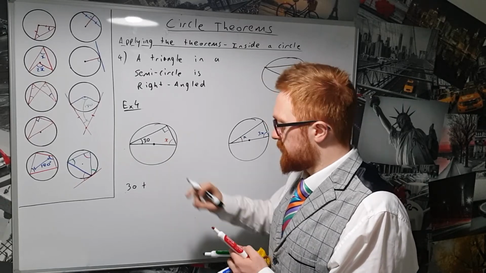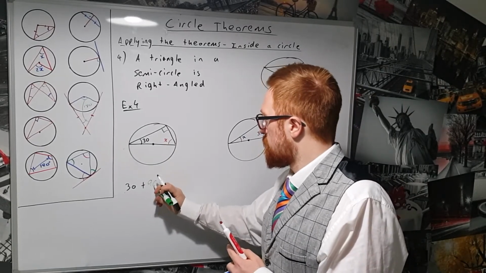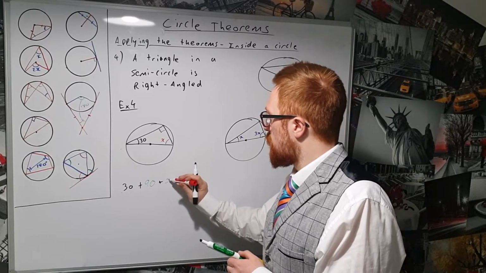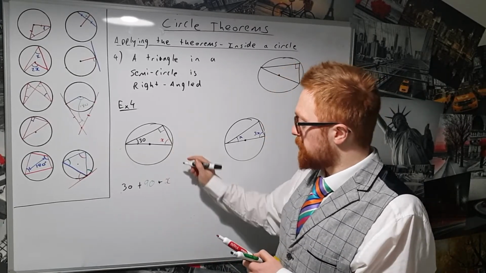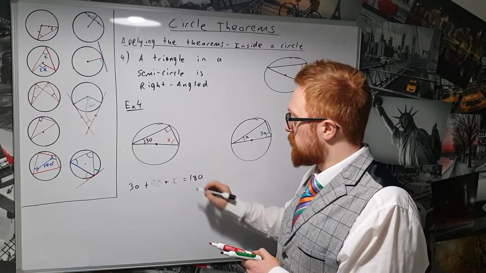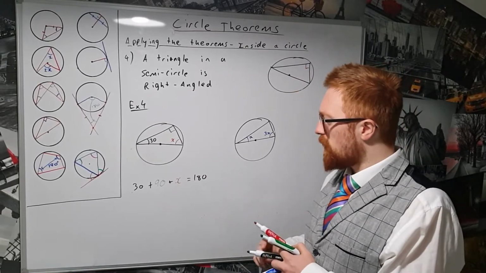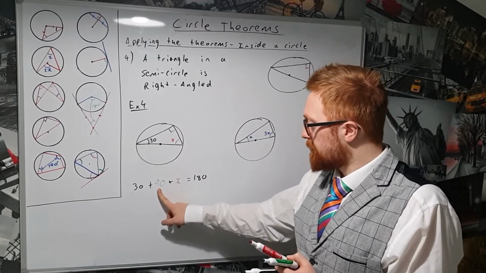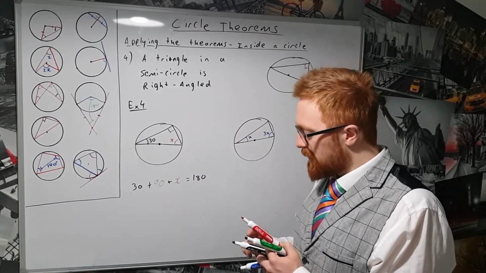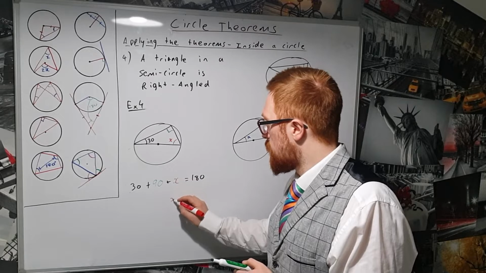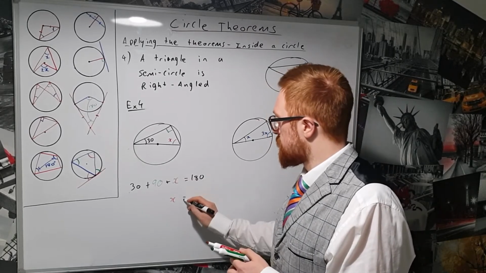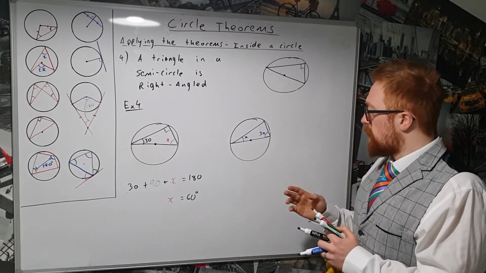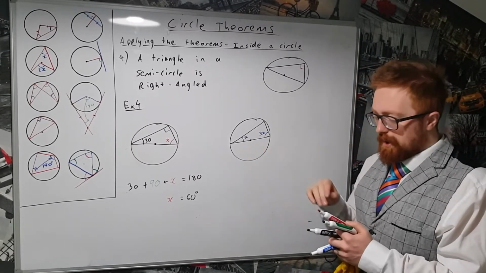which means that x, well, 30 plus this 90 degrees plus our x degrees, well, they're the three angles of our triangle, so they have to add up to 180. So let's rearrange. 30 plus 90 is 120, and then 180 take away that 120 is equal to 60 degrees. So x is 60.